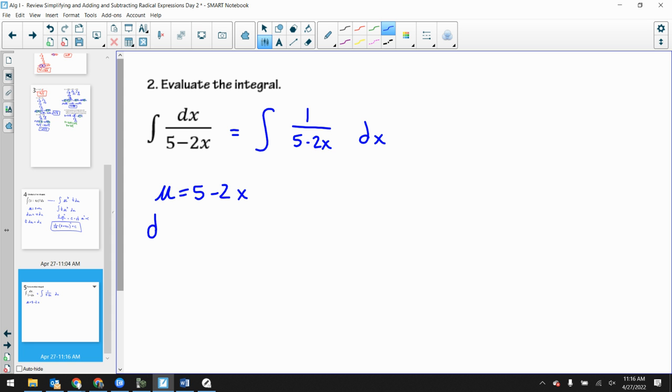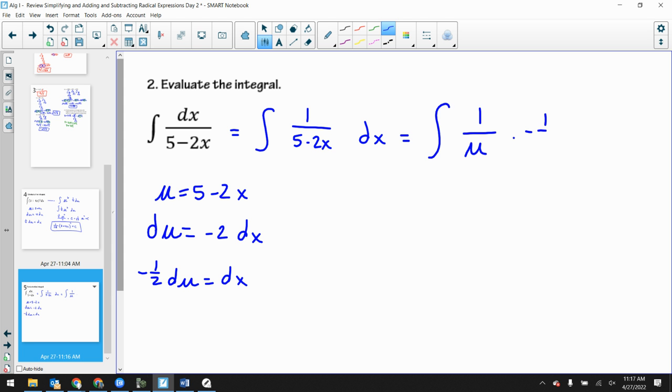Okay, let's take the derivative. So du is negative 2 dx. Divide the negative 2 over. Negative 1/2 du is equal to dx. Okay, now I can plug that in as well. So we plug in our u as well as our du. So it's 1 over u, and then times negative 1/2 du. Let's rewrite it. Bring the negative 1/2 out in front. Negative 1/2, integral of 1 over u du.